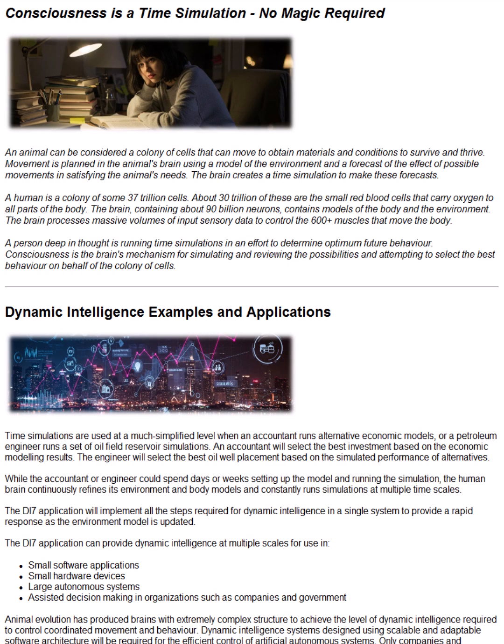A human is a colony of some 37 trillion cells. About 30 trillion of these are the small red blood cells that carry oxygen to all parts of the body. The brain, containing about 90 billion neurons, contains models of the body and the environment. The brain processes massive volumes of input sensory data to control the 600+ muscles that move the body.